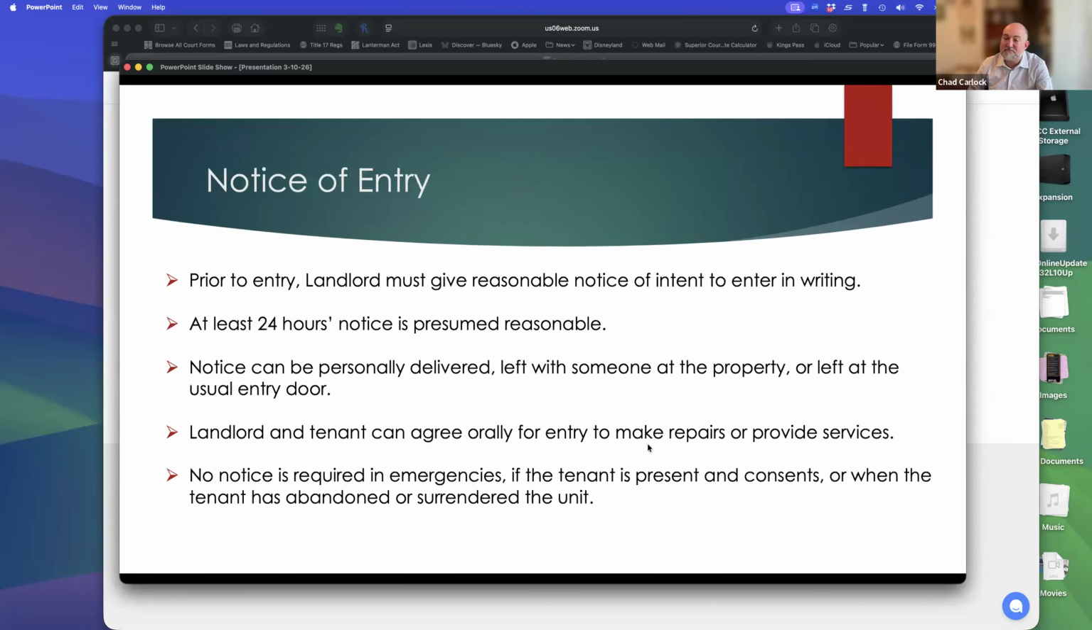So prior to entering for one of those reasons, the landlord's required to give reasonable notice of their intent to enter in writing. The law says at least 24 hours notice is presumed to be reasonable. That doesn't mean it's automatically reasonable. It just means it's presumed to be reasonable. And as best practice, of course, the more notice you can give, the better.